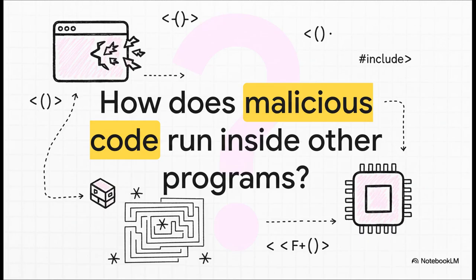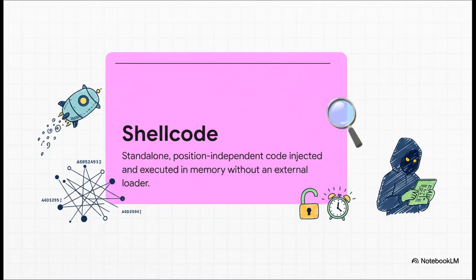I mean, it's one of the biggest questions in cybersecurity, right? How in the world does some piece of malicious code actually run inside a totally normal program, say your web browser or some random system service? The answer? Well, it all comes down to a very special kind of payload, one that's built from the ground up to survive in a really hostile environment. And yeah, that payload has a name, Shellcode.